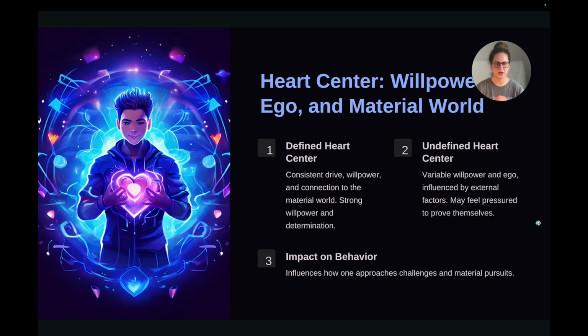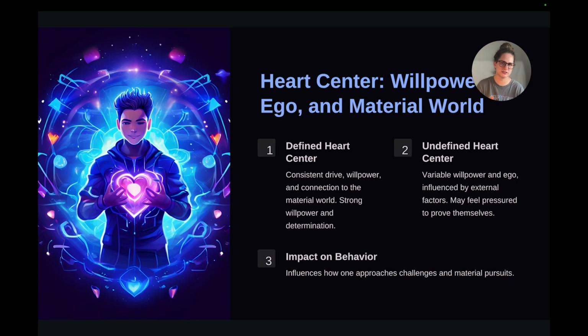All right. The heart center, willpower, ego, and material world. So a defined heart center is going to have consistent drive, willpower, and connection to the material world. They have strong willpower and determination. Nothing's going to stop them. Nothing's getting in their way.